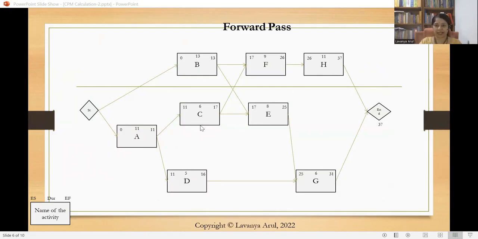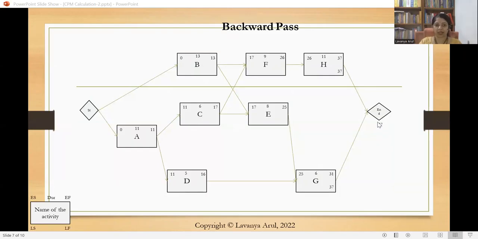I'm sure forward pass is clear now. Usually forward pass is very easy. The challenge would be in the backward pass. So let's start with the backward pass now. As the name specifies, we need to walk backwards, which means we have to start from the end, right? Since we know the project is finishing on the 37th, H late finish is 37, G late finish is 37.